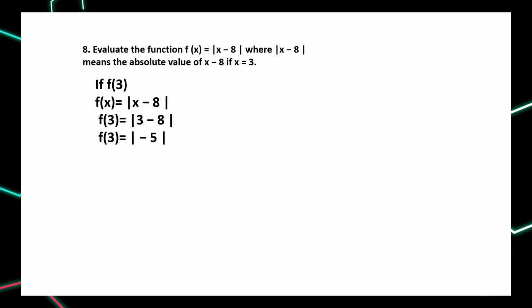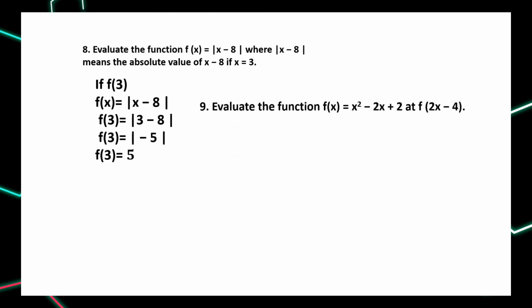So this will become f of 3 equals the absolute value of negative 5, and the absolute value of negative 5 is 5, because when we say absolute value, that is the distance of negative 5 from 0, and the distance of negative 5 from 0 is positive 5. So laging nagiging positive pag nasa loob ng absolute value symbol.